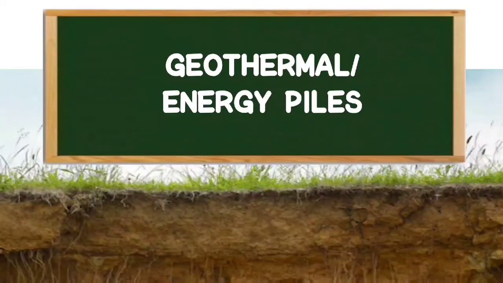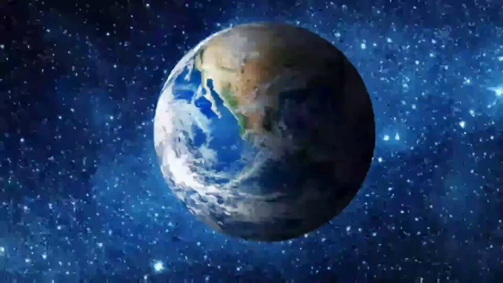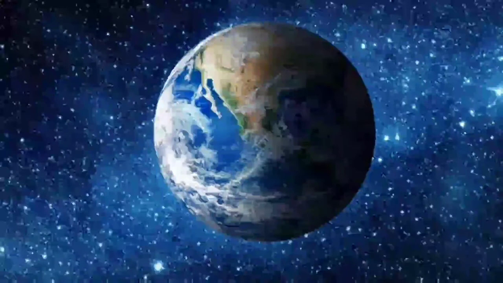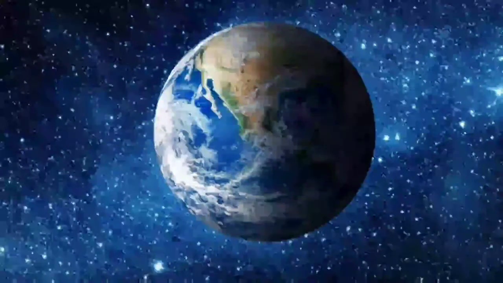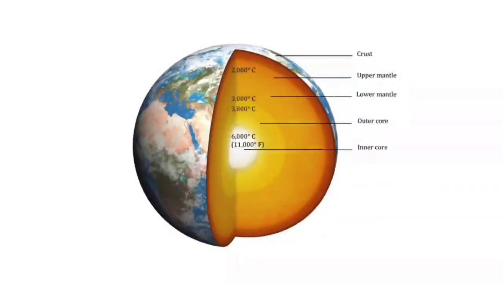Geothermal piles, or the energy piles. Here we have our earth. Geo means earth, while thermal means heat. Geothermal piles, or the energy piles, basically utilize the energy within the earth. Now the temperature at the core of the earth is around 6,000 degrees Celsius, and it decreases as we move towards the crust, that is the earth surface.